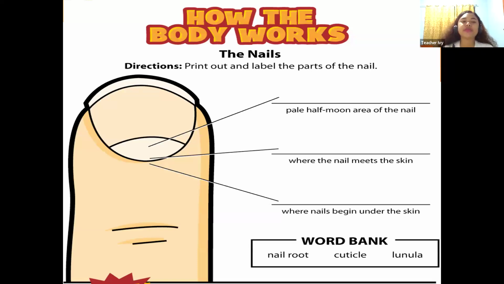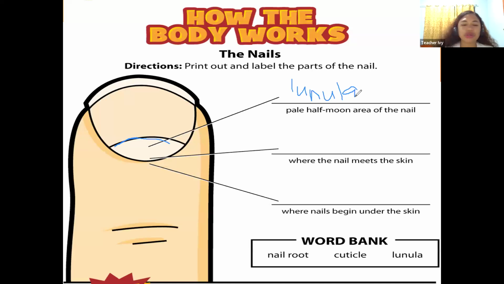All right, that's good. Shall we have first the first part with the arrow and the description says this part. It is a pale half moon area of the nail. What's the answer for this, Alfonso? Lunula. Very good. That is correct. So the pale half moon area of the nail, this pale half moon, is what you call lunula. Just like last time that I had you count the number of lunula that is found in your nails.